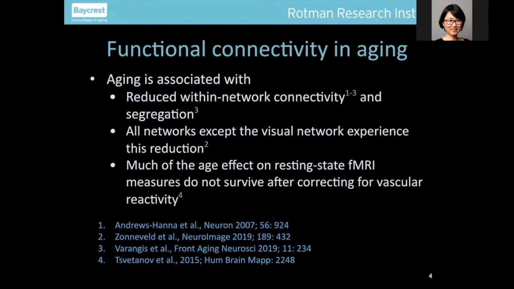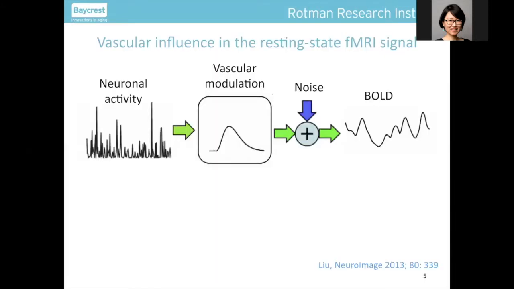So this kind of preempts our investigation today, in which we look at what's happening to the vasculature in aging. A lot of my work has been trying to assess the effect of vascular reactivity on resting state fMRI and the resultant functional connectivity measures. And we know also that vascular stiffening is very common in aging, and that can very likely lead to reduced vascular reactivity as we measure it.